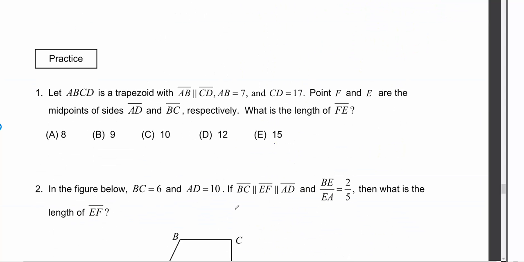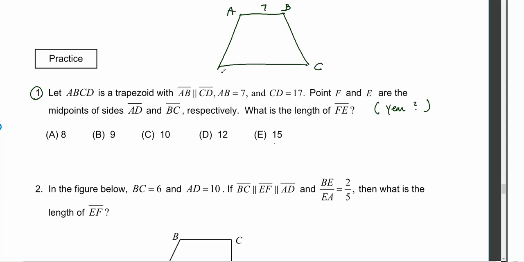Okay, now try number 1 over here. This is an AMC question. Oh, I forgot the year. I'm going to check it out. Okay, try number 1. ABCD is a trapezoid, and AB is 7. Top is AB, that is 7. CD equals 17. The opposite side is 17. E and F are the midpoints.